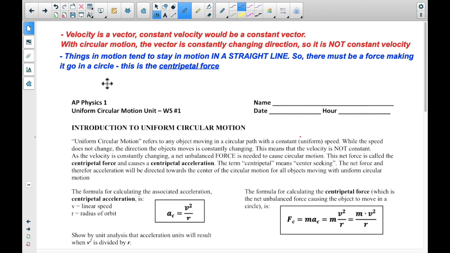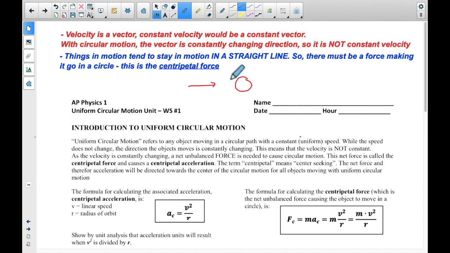Okay, what does all that mean? Well, first of all, remember velocity is a vector. And so if we have constant velocity, that means it would be the same vector all the time, and that means going in the same direction. So constant velocity would mean a vector moving in the same direction, but that's not what's happening with circular motion. With circular motion, we're going in a circle, and so the velocity is always changing direction. And so it is not constant velocity. If it's not constant velocity, then by definition, there must be acceleration.